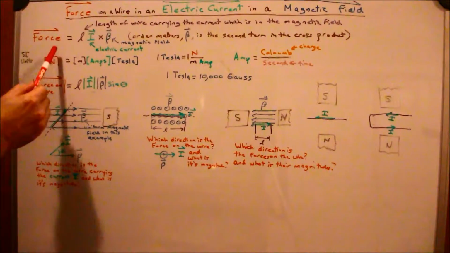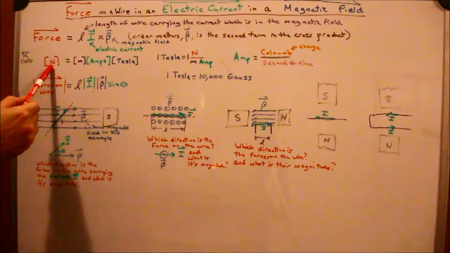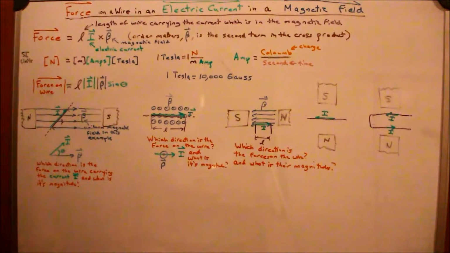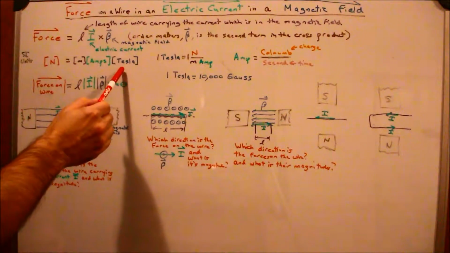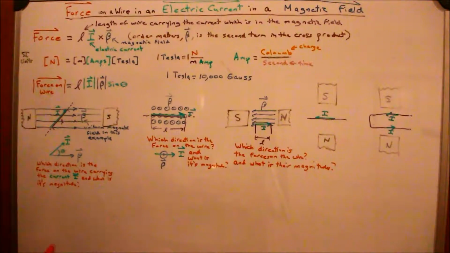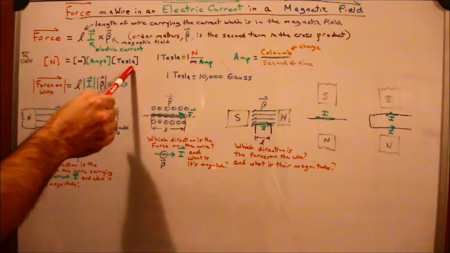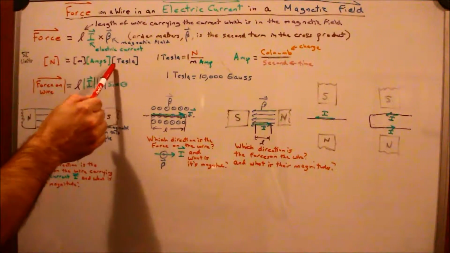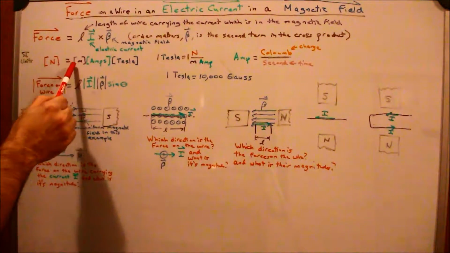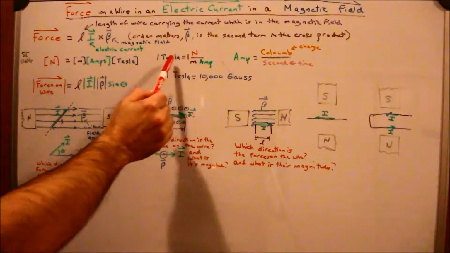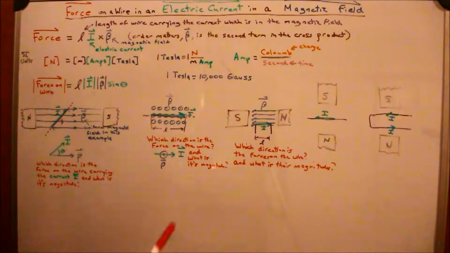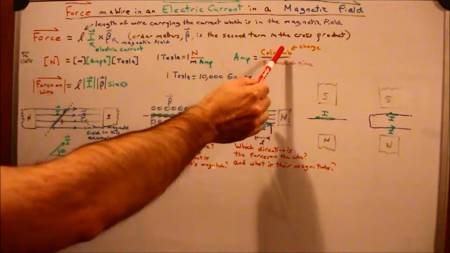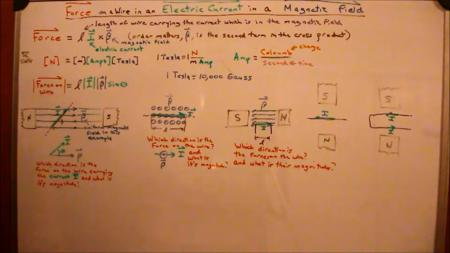Units of this: force for SI units would be newtons, length would be meters, current would be amps, and the SI unit for magnetic field strength is the Tesla. So this Tesla is kind of a new unit for us. One could rearrange this and say that 1 Tesla is 1 newton per meter amp, where an amp is a coulomb per second, which is the rate of charge flow per time.